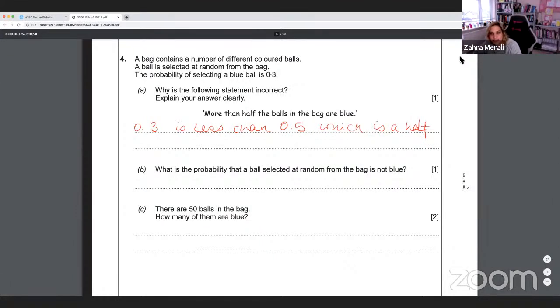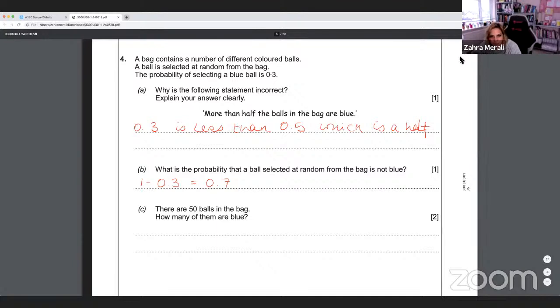What is the probability that a ball selected at random from the bag is not blue? Well, probabilities always add up to 1. So if you know the probability of something, you know 1 minus that something is going to be not happening. So 1 minus 0.3 gives you 0.7, and that's the probability that it's not blue.